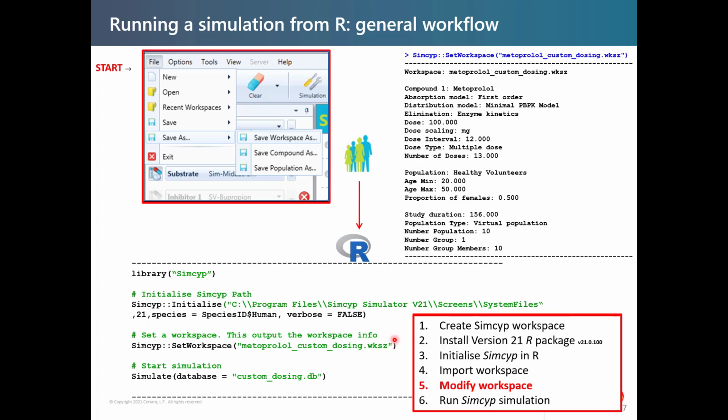I just have an add-on here as an extra: after, let's say, you've imported your workspace, you can also choose to modify your workspace. So if, let's say, you're interested in changing a parameter value within the workspace, for example, maybe the molecular weight you're not happy with, you can choose to change the value of the molecular weight from R without having to open up the Simcyp workspace. Once you've made all the changes that you're happy with, you can then run your Simcyp simulation.